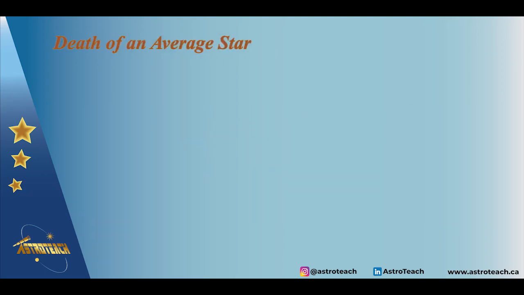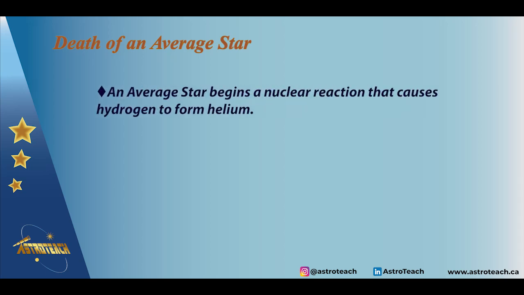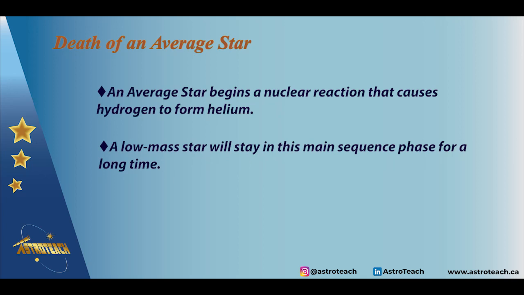And so, what's the death of an average star like? An average star, or a low-mass star, is condensed in a nebula and begins a nuclear reaction that causes hydrogen to form helium, releasing energy in the form of heat and light. A low-mass star will stay in this main sequence phase for a long time, until it begins to use up all of its hydrogen.